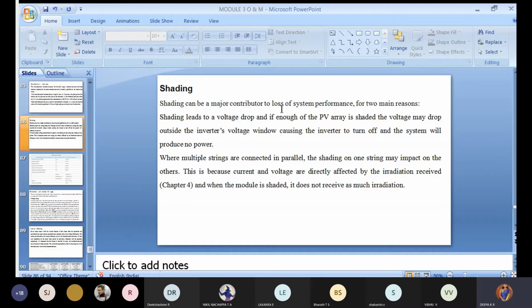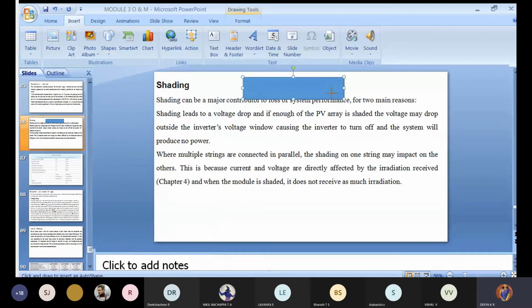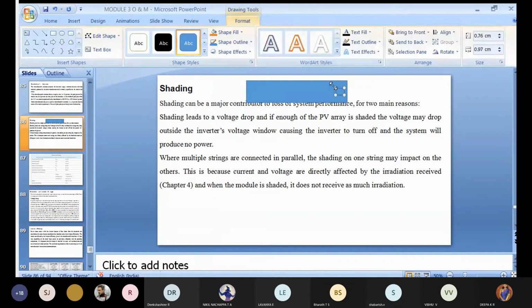Shading can be a major contribution to loss of system performance for two main reasons. Before saying this, there are two categories of shading: partial shading and full shading. Partial shading is mainly with respect to the voltage parameter, and full shading is mainly with respect to the short circuit condition. Partial shading means, let us think, this is your module, and in that module only one cell is affected, and the remaining portions are getting proper radiation. This is called partial shading.